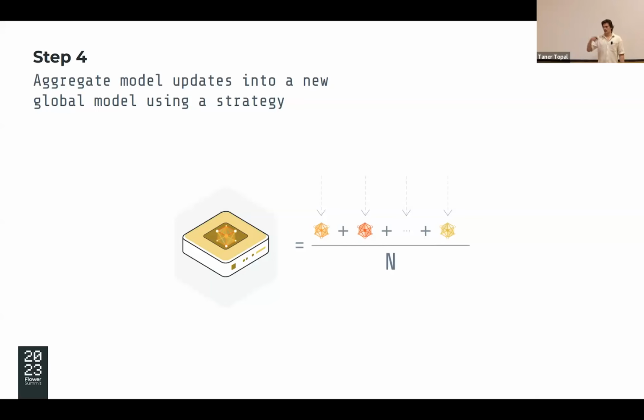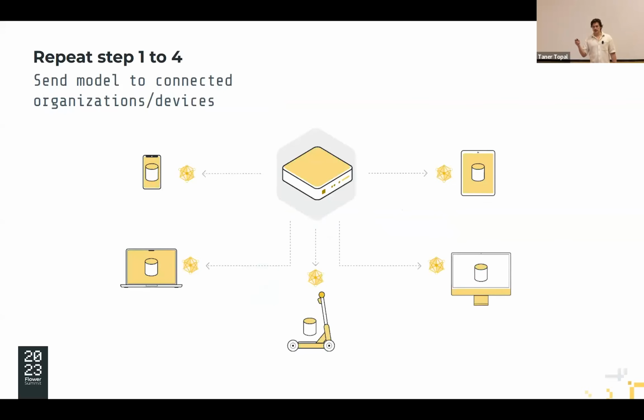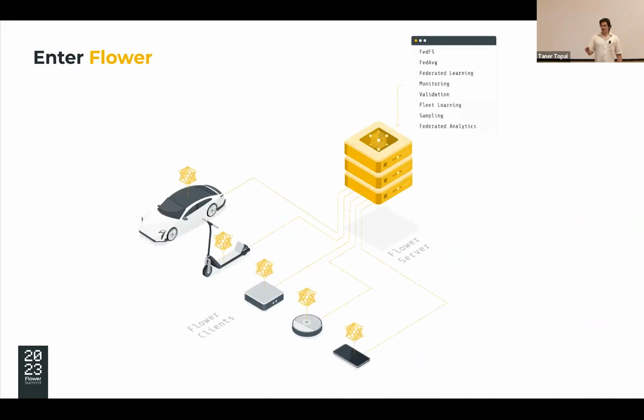And then you can have many different strategies, anything you want. And so this is basically the gist of federated learning. And afterwards, you can repeat those steps so the model can improve by doing multiple iterations of this. So that was the basic federated learning workflow.